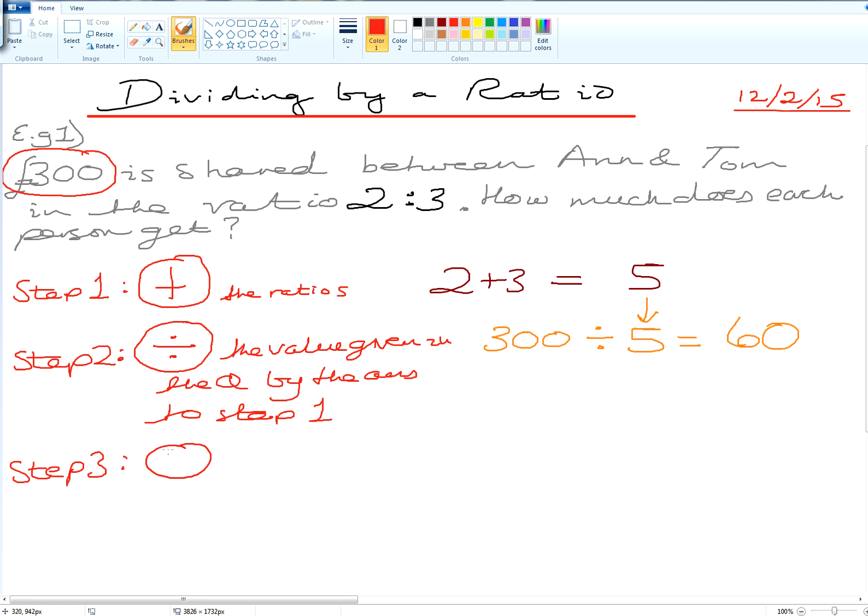Step 3. Now this involves what calculation? Times. First one's add the ratio. Number 2, divide by the answer to part 1. And number 3 is times the answer to step 2 by the ratio. Multiply the answer of step 2 by the ratio.